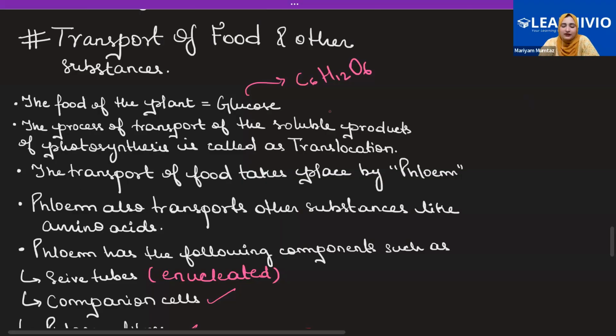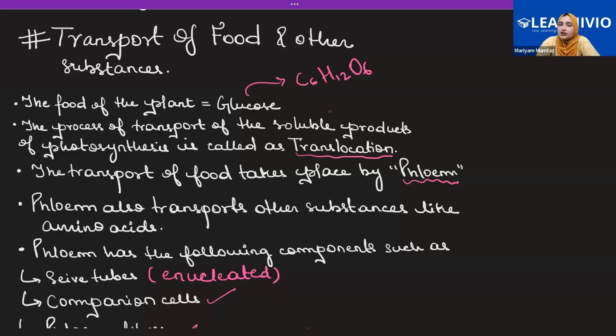When we talk about the transportation of food, here the food of the plant is glucose. All of you know that, right? At the end, the end product is the glucose molecule. Now this glucose molecule has to be transported throughout the entire plant, wherever it is required. And this transportation of food is called translocation, and it takes place by the conducting tissue called the phloem.